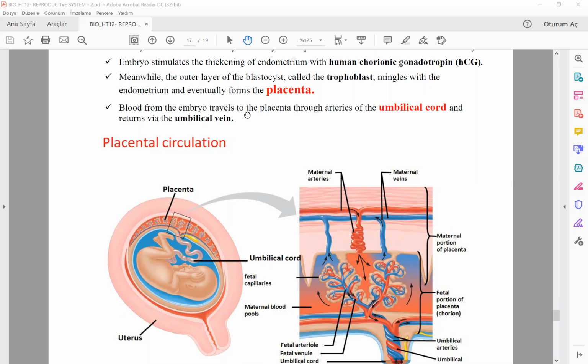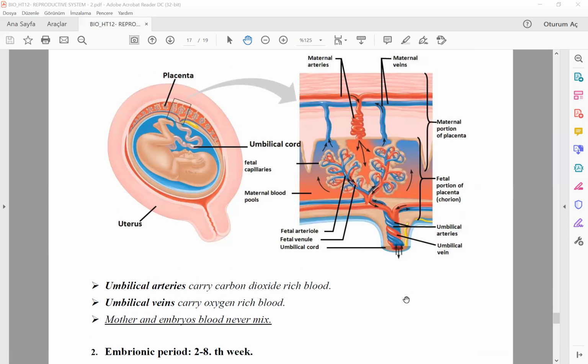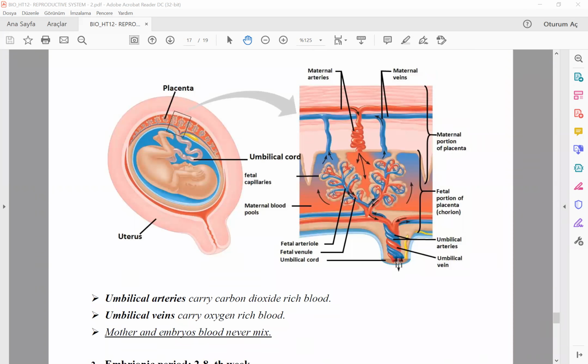Blood from the embryo travels to the placenta through the arteries and veins of the umbilical cord. In the umbilical cord, the veins and arteries belong to the fetus or embryo. There are 2 arteries and 1 vein in the umbilical cord, and these 2 arteries and vein are attached to the embryo.